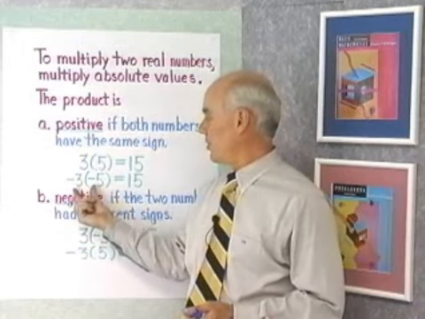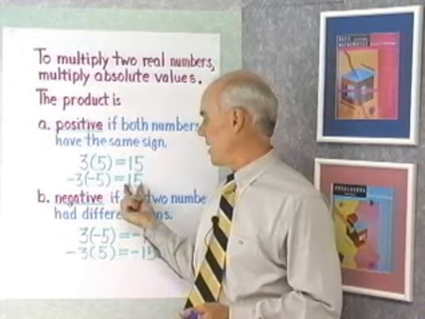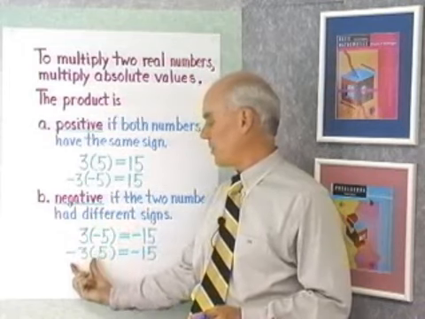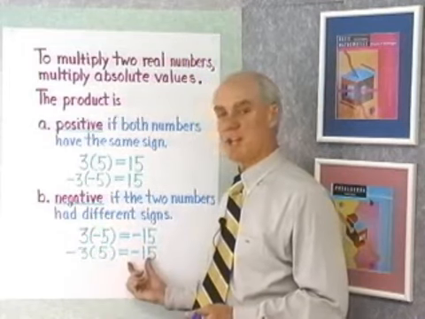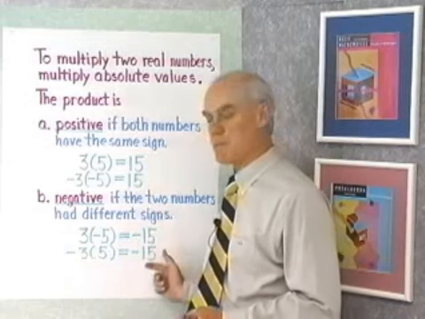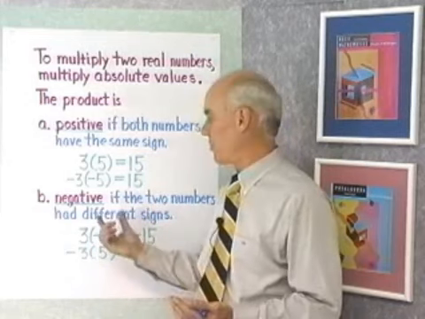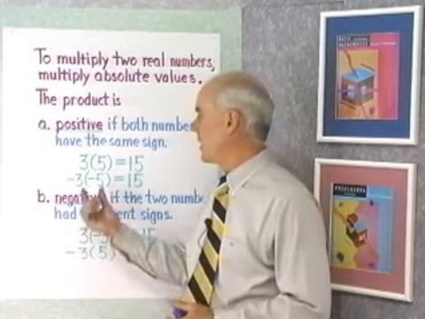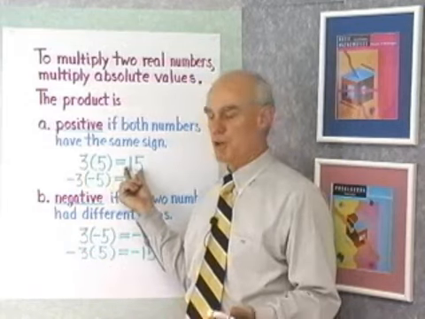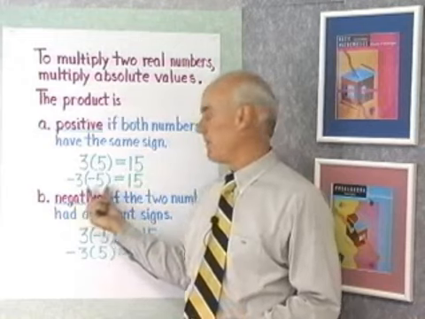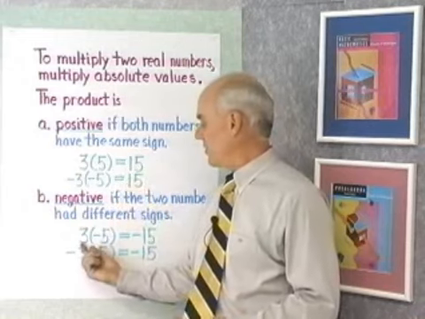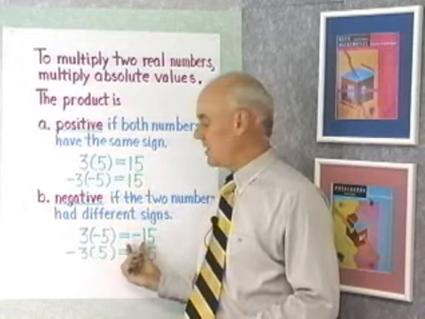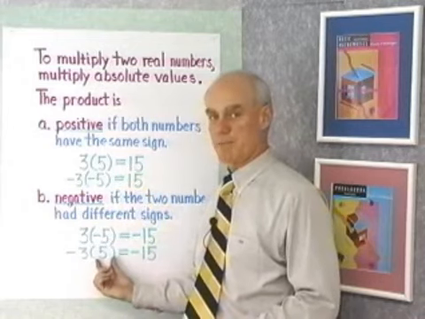If the two numbers I'm multiplying have the same sign, the answer is positive, and if the two numbers I'm multiplying have different signs, the answer is negative. In all cases, you see the absolute value of the answer is simply the product of the two absolute values. That is, we just forget the signs and multiply. 3 times 5 is 15. You already know that. Negative 3 times negative 5 is also 15. 3 times negative 5 is negative 15, as is negative 3 times positive 5.